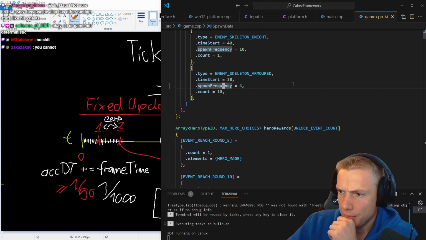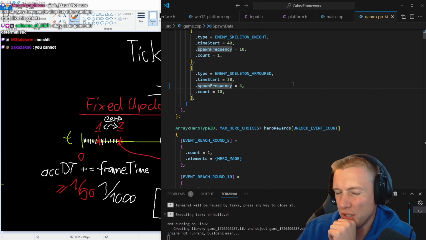Okay, so your game is not deterministic. Ah, shut the fuck up.